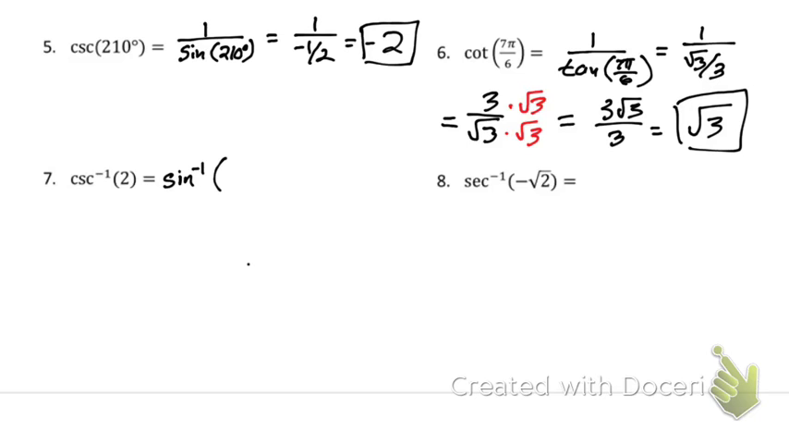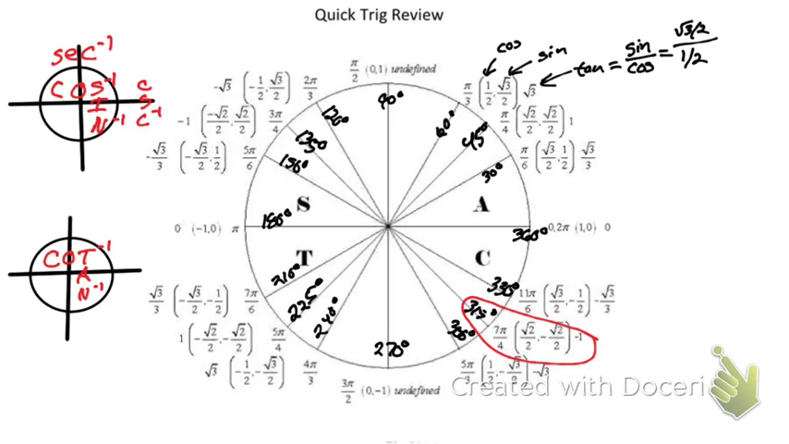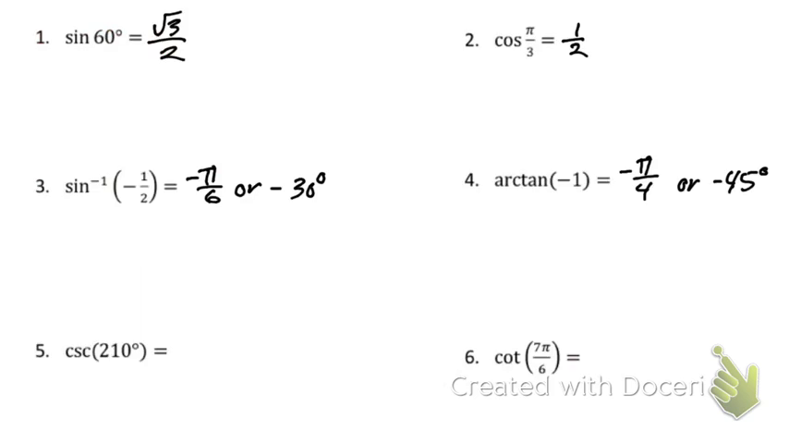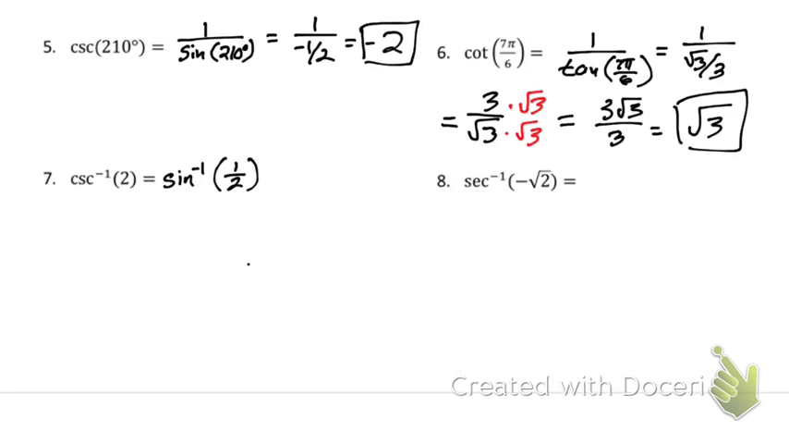So instead of 2, we're going to do the reciprocal of 2, which is 1 over 2. So cosecant inverse of 2 equals sine inverse of whatever's here, but take the reciprocal of it. In this case, it's 2, so we have 1/2. Now we just find 1/2 on our unit circle. Where is sine equal to 1/2? Well, sine is equal to 1/2 right here, and that's at 30 degrees, or pi over 6.